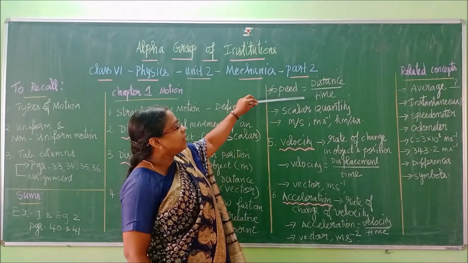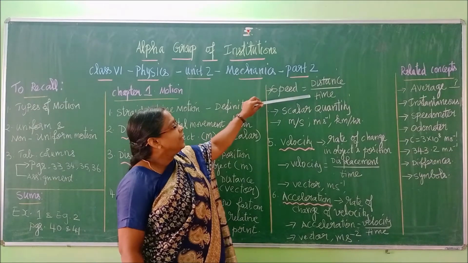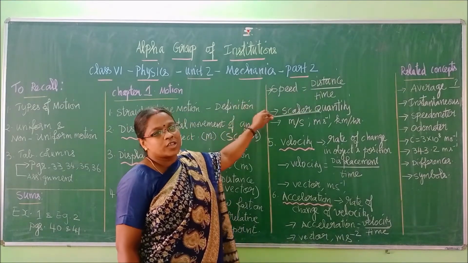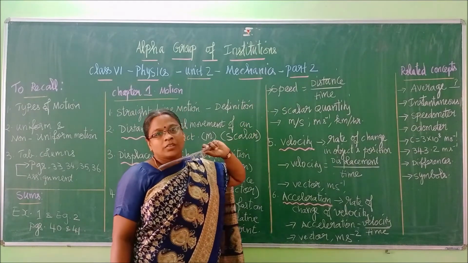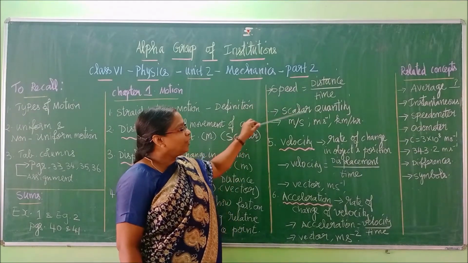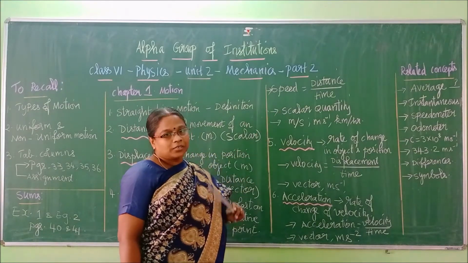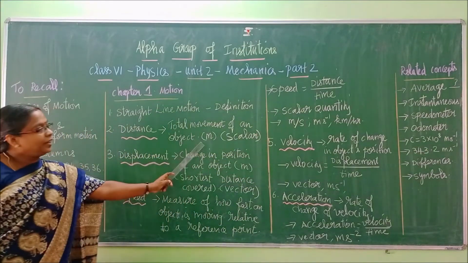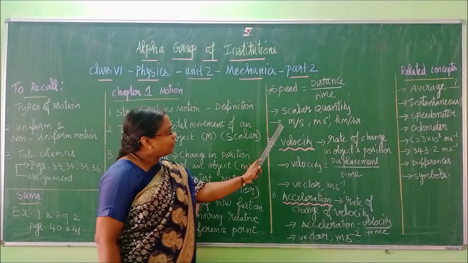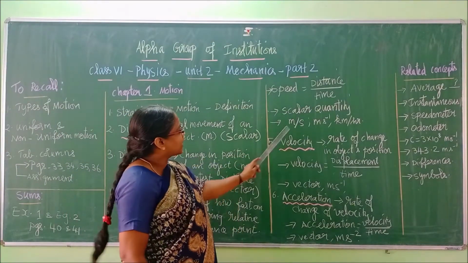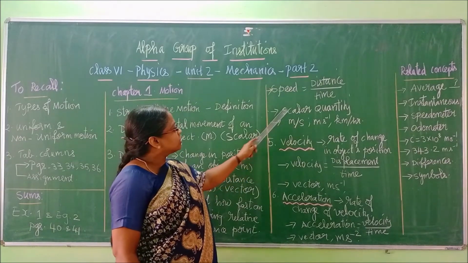So now give the general definition for speed. Speed is equal to distance by time. Speed is the rate of change of distance. Clear, children? Now come to the unit for this. See, what is the distance unit? Now only we learned. Meter. Right? So that meter divided by time. What is the time's unit? Second.